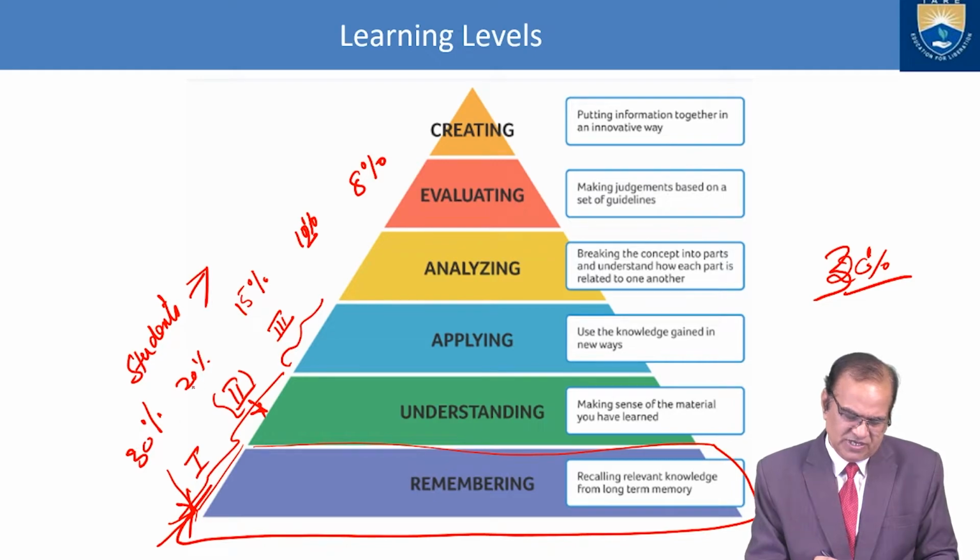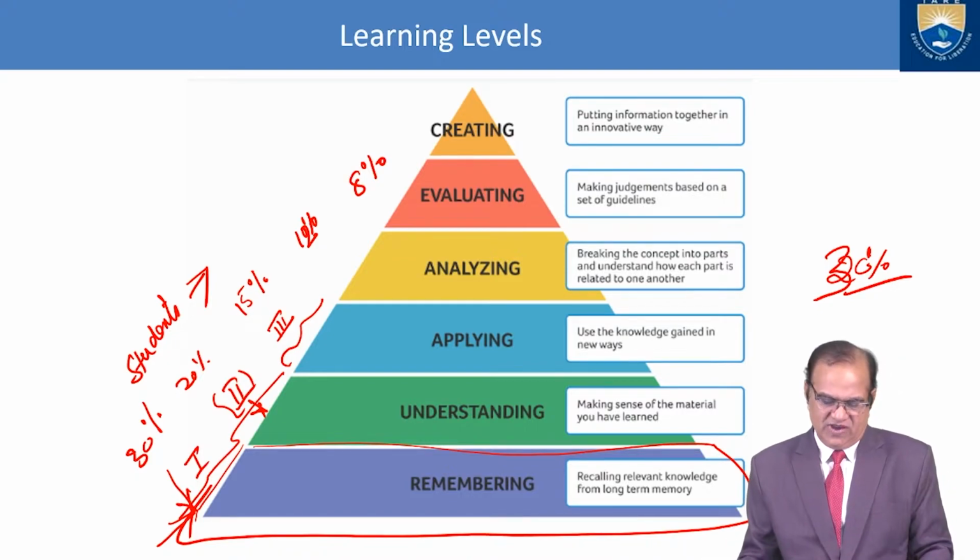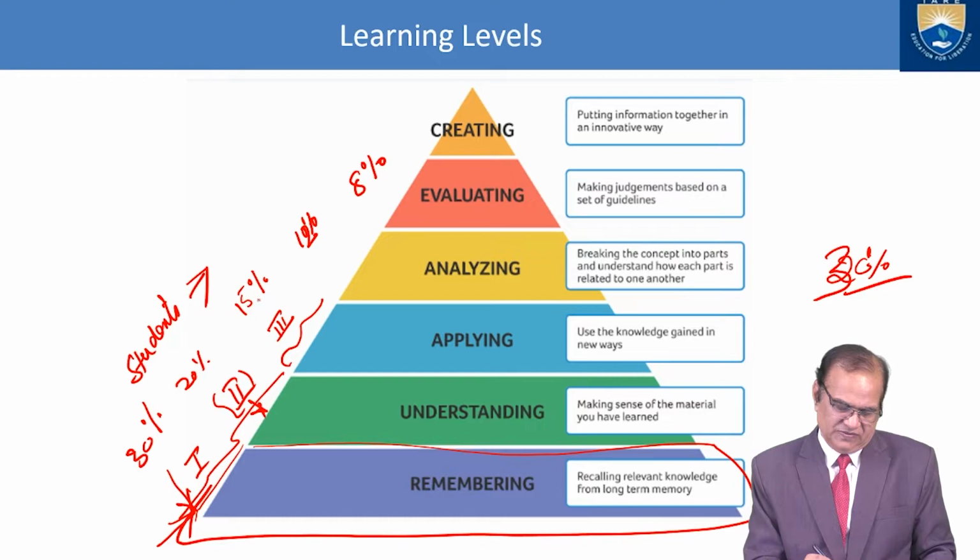So how much? 65, then 75, 77 and 8, up to here it is 85, 65, 75.